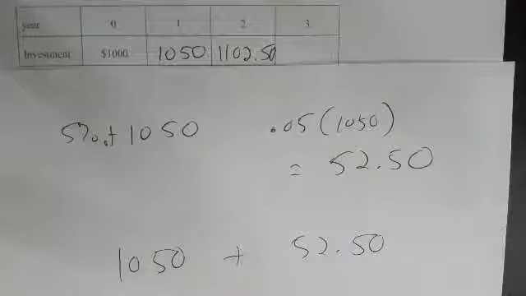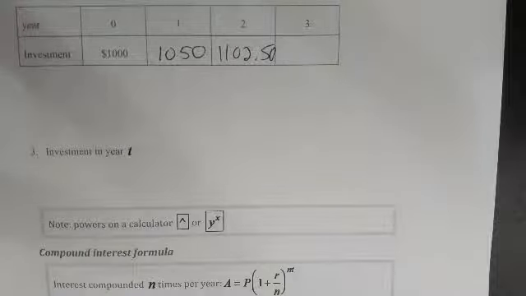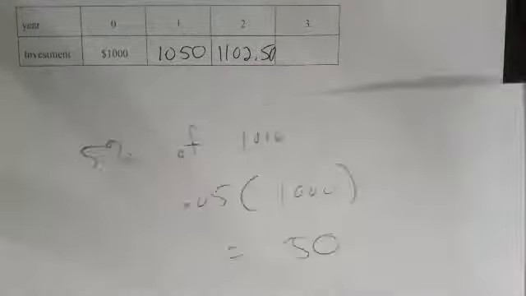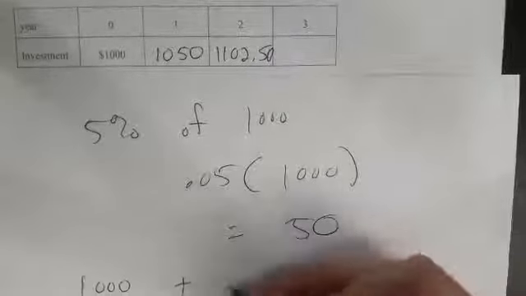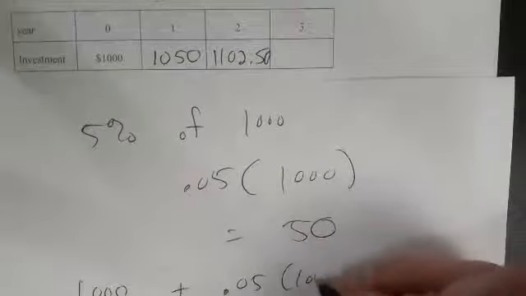All right, so I want to think about what we did. We did 5% of 1,000, which gives me 50. So I took my 1,000 and I added 5% of 1,000 with 52.